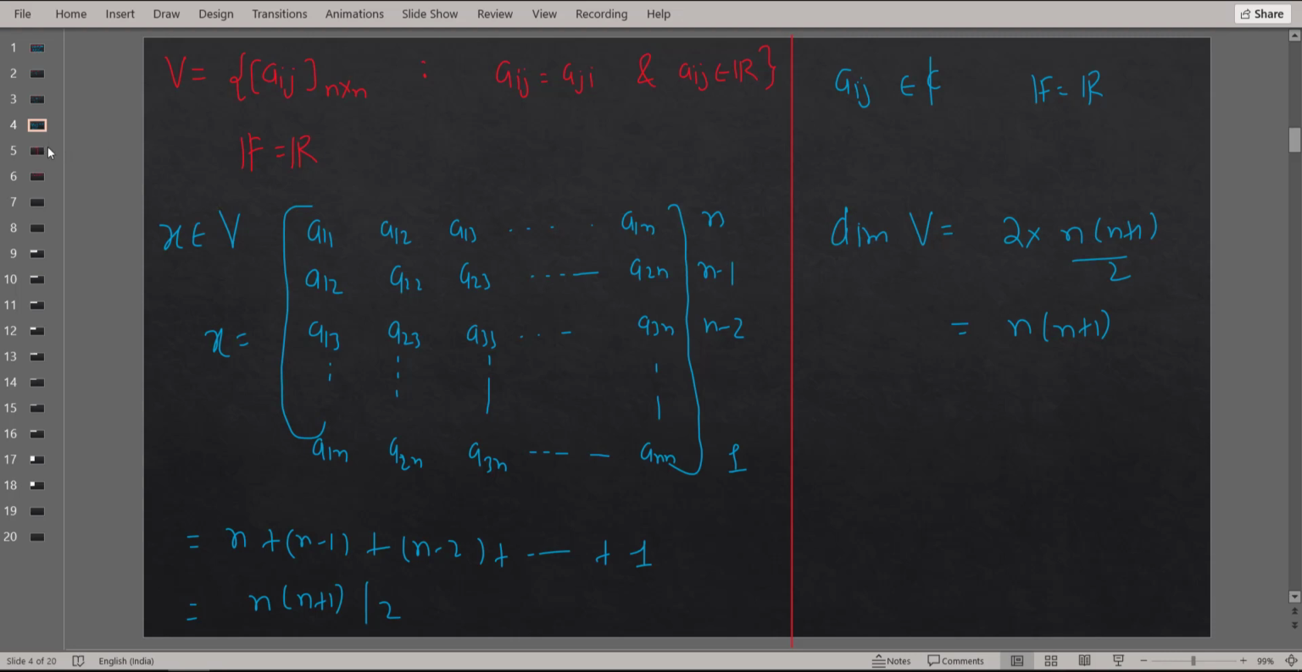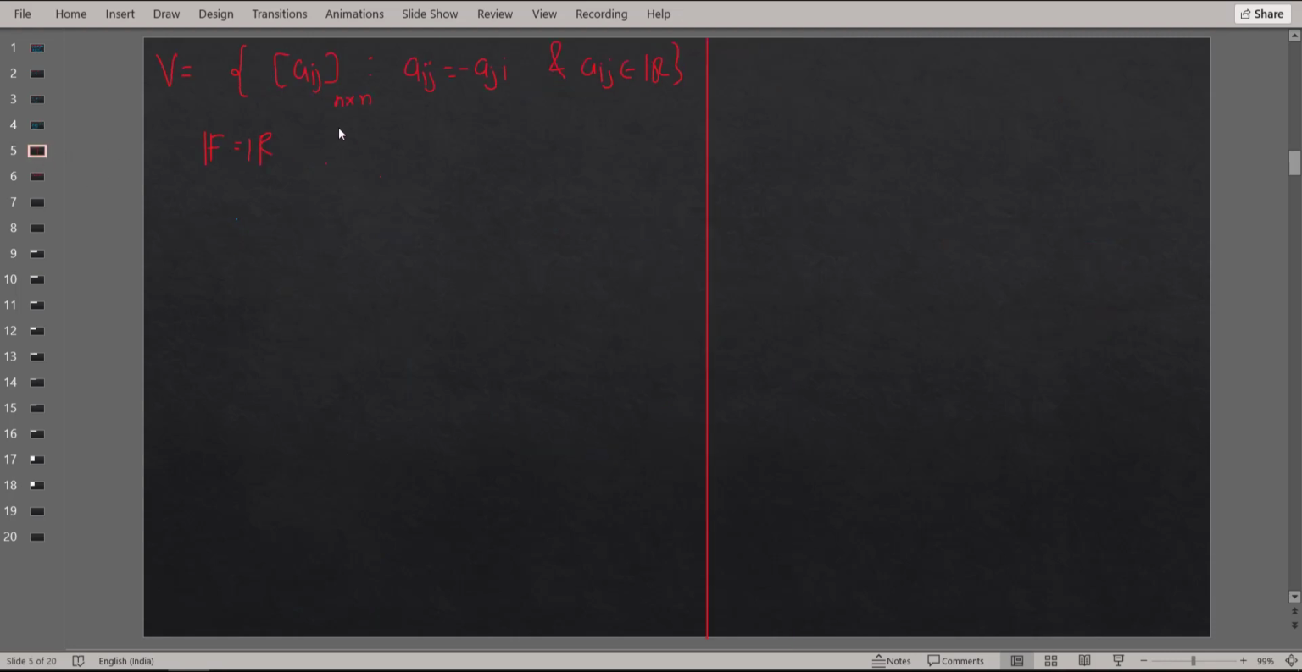Now we will move to the next example. The next example is the set of n cross n real skew symmetric matrices. So we will take any vector belonging to V. Any vector x belonging to V is of the type a11, but a11 by the given condition equals minus a11. So this is only possible when a11 equals 0.